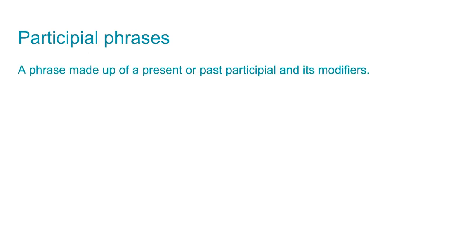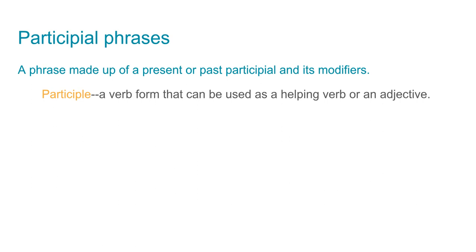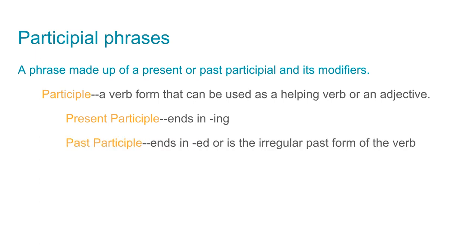Moving on to participial phrases. These are a phrase that are made up of a past participle or a present participle and its modifiers, which of course brings you to the question, what the heck is a participle? A participle is a verb form. In other words, a word that is usually a verb that can be used either as a helping verb or an adjective. In this case, we're focusing on everything that acts like an adjective. The present participle always ends in ing. Your past participle ends in ed, or the irregular past form of the verb. So to sum this back up, a participial phrase is a phrase that's made up of a verb form in either present ending in ing or past that's acting as an adjective.